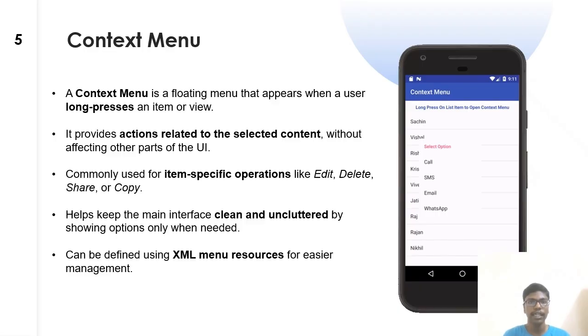So what exactly is a context menu? A context menu is a floating menu that appears when a user long presses an item or view. The key characteristic is that it provides actions related to the selected content without affecting other UI parts. Think about your daily interactions with mobile apps. When you long press a message in WhatsApp or a file in your file manager, a menu pops up with relevant options. That's a context menu in action.